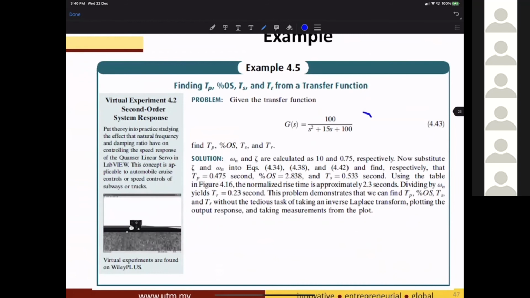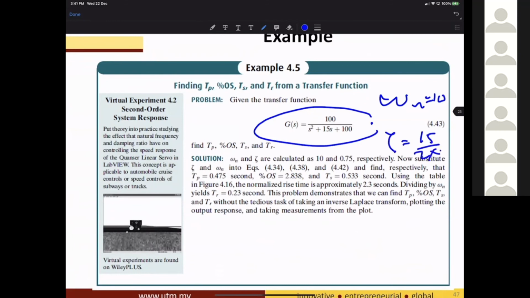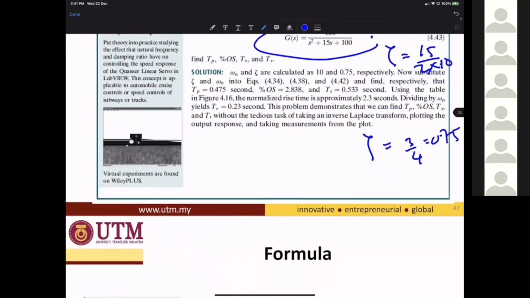So you're given this transfer function, so omega n is equal to 10 radian per second, and zeta is equal to 15 divided by 2 divided by 10, which is 0.75. It is an underdamped response.